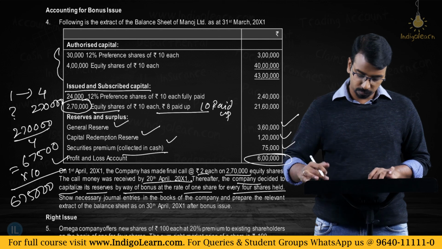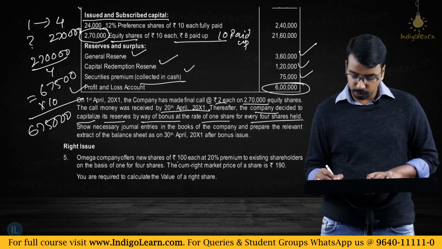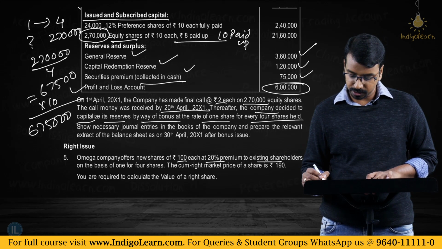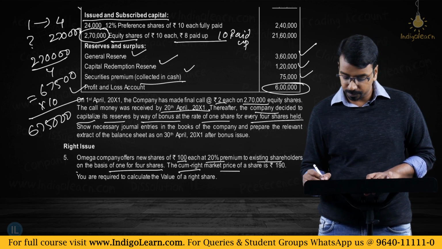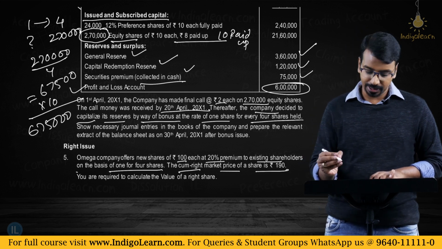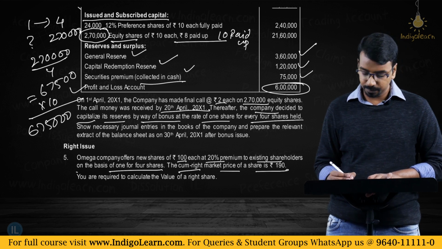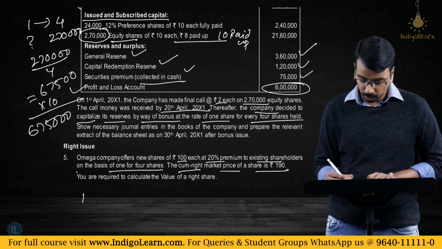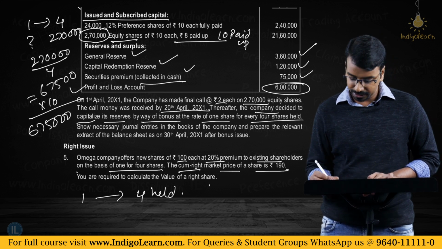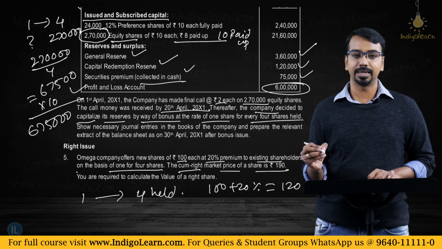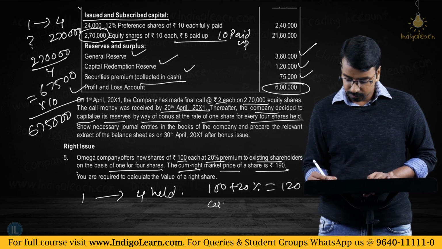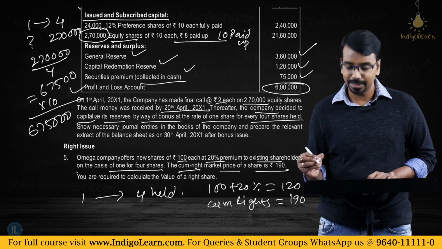It's a simple question. Moving forward, Omega Company offers new shares of 100 each at 20% premium to existing shareholders on the basis of 1 for 4 shares. The cum rights market price of the share is 190, right? So what are the number of shares held? What are the number of shares issued? 1 for every 4 held, right? And what is the price? 100 plus 20%, the price is 120. What is the market price? Cum rights price is given as 190.